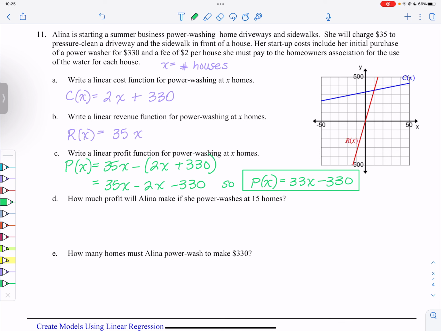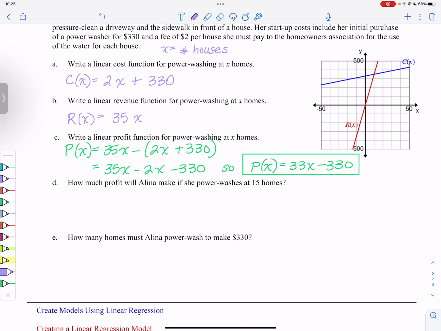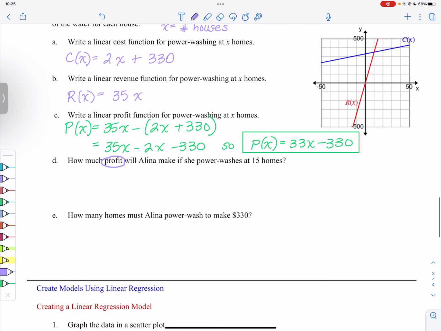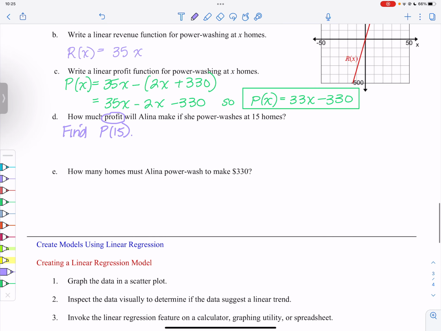Okay? So now, how much profit, that's what we want, the profit function, will Alina make if she power washes 15 homes? So we want to find P of 15. So P of 15 is 33 times 15 minus 330. And that's 165. So she will make $165 profit.